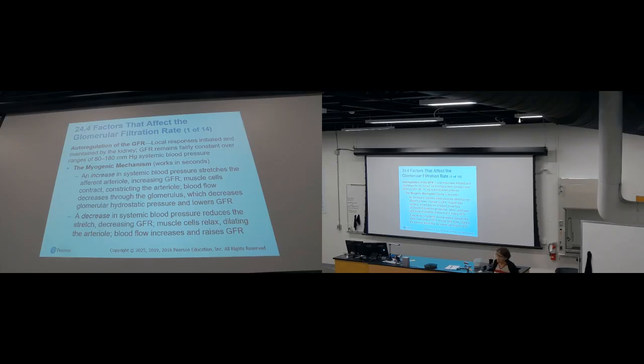So we regulate the amount of filtrate that we produce because we have different mechanisms. This is what we call autoregulation of GFR, which stands for glomerular filtration rate. We have local responses that help to regulate the amount of filtration. GFR remains constant if your mean blood pressure, your MAP, mean arterial pressure, is between 80 to 180 millimeters of mercury.